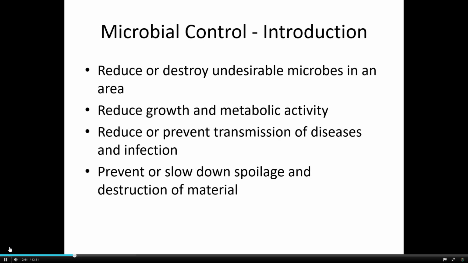Let's start with the definition of what is microbial control. Now you might be able to come up with the first bullet on your own, reduce or destroy undesirable microbes in an area, although you might have come up with the destroy part and not the reduce part. But if you look at the subsequent bullets, you will notice they are all about reducing, preventing, slowing down. So not about destroying, but simply buying us time to, let's say, finish the jug of milk in the refrigerator before it goes bad.